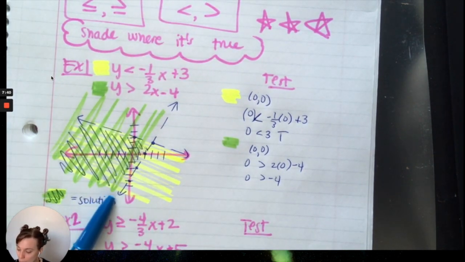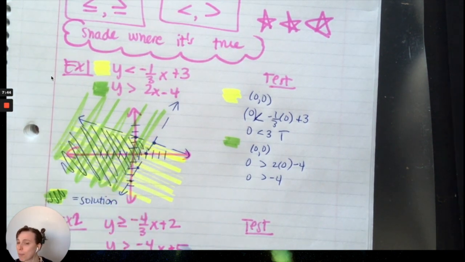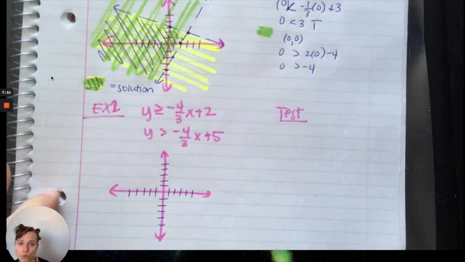And notice that it's being bounded by the two lines, but these boundaries are not part of the solution because they are not solid lines. So, woohoo! All right, on to example 2.